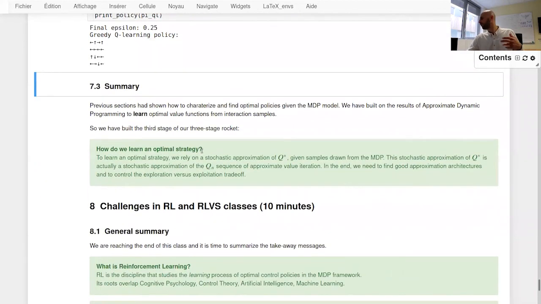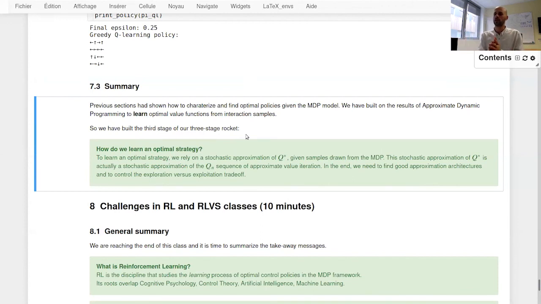Okay, we've been together for almost 3 hours. I suppose you are tired, so we are going to summarize and try to wrap everything up. Previous sections had shown how to characterize and find optimal policies given the MDP model. In this section, we have built on the results of approximate value iteration, approximate dynamic programming, to learn optimal value functions from interaction samples instead of calculating them. So we have built the third stage of our three stages rocket, because our third question originally was, how do we learn an optimal strategy?